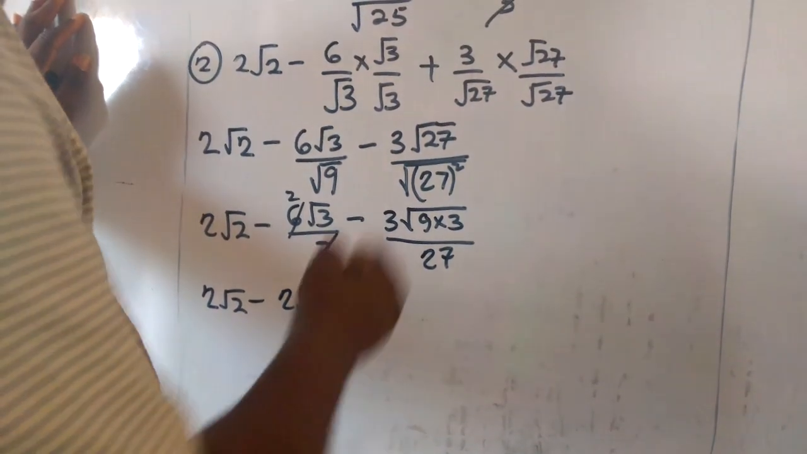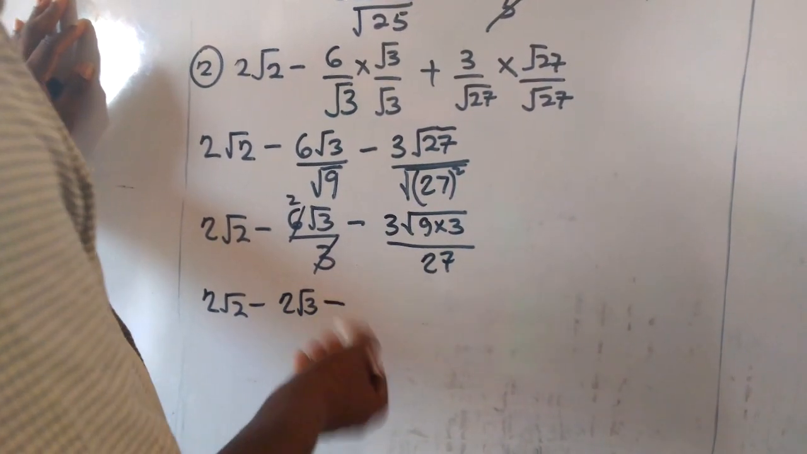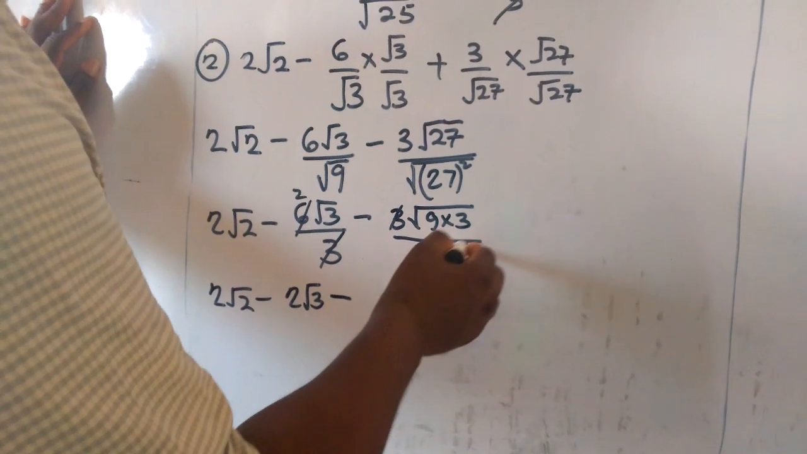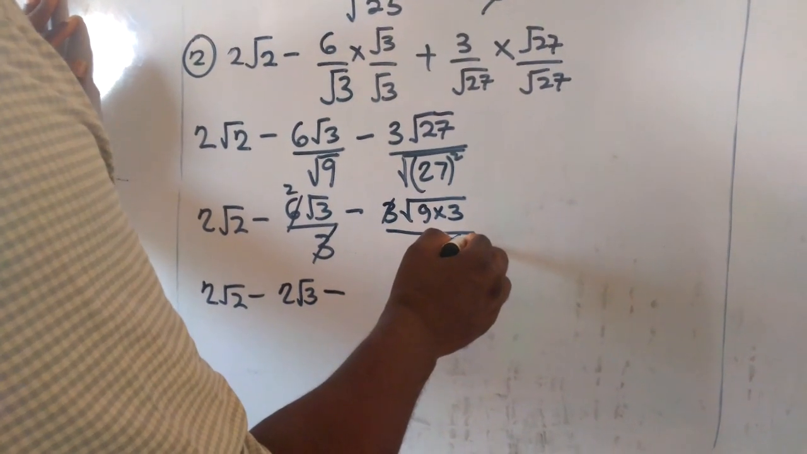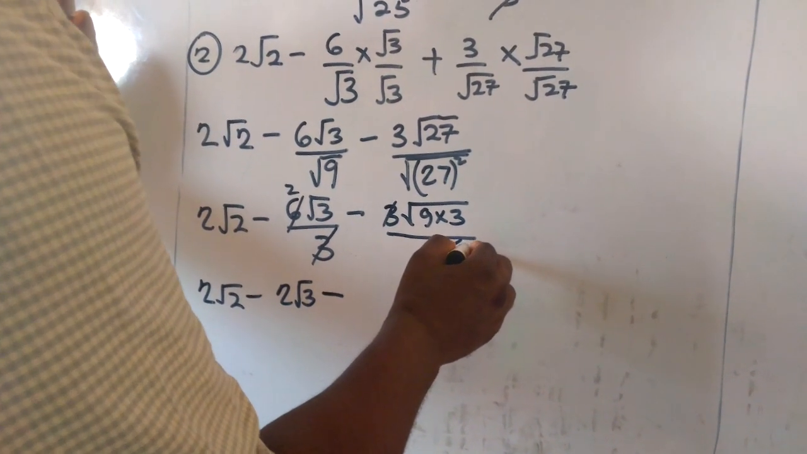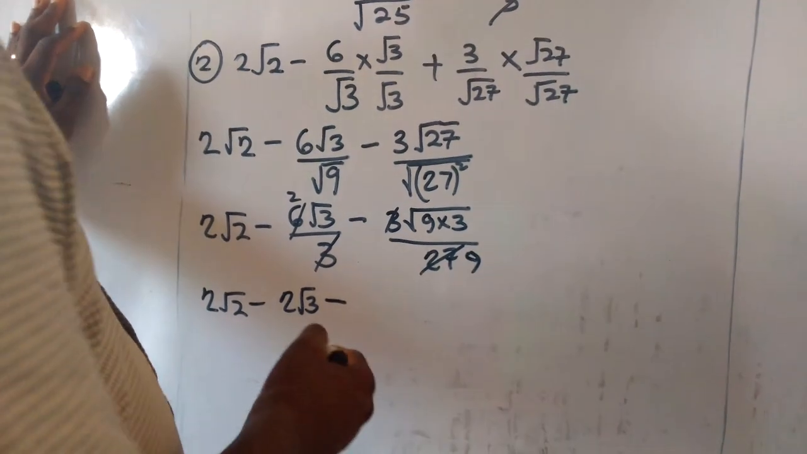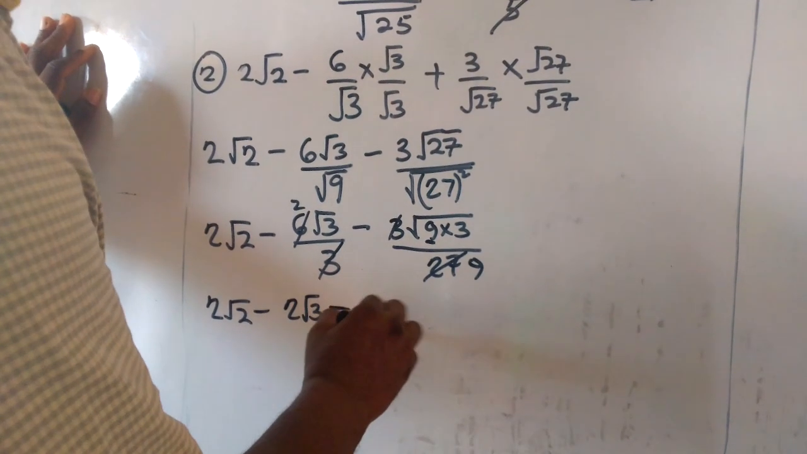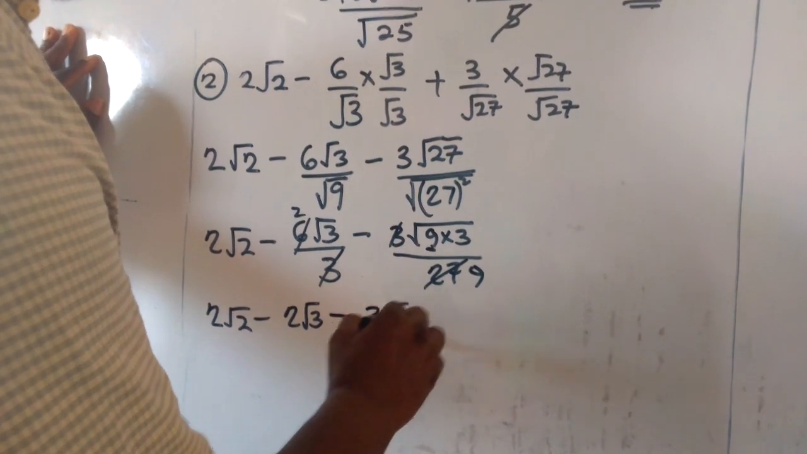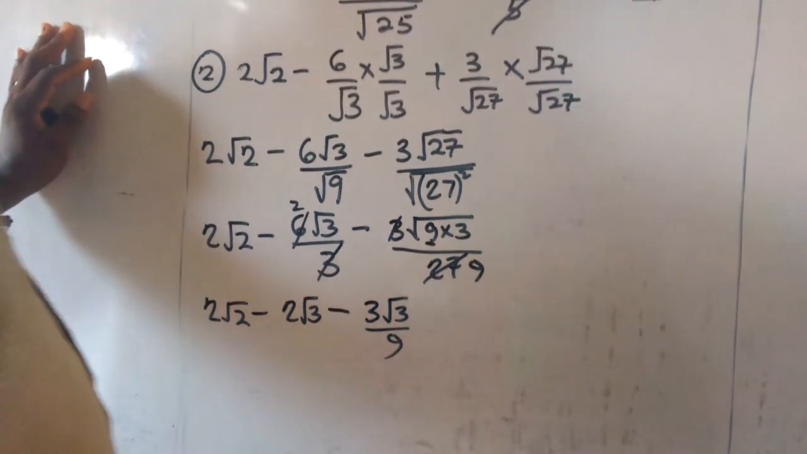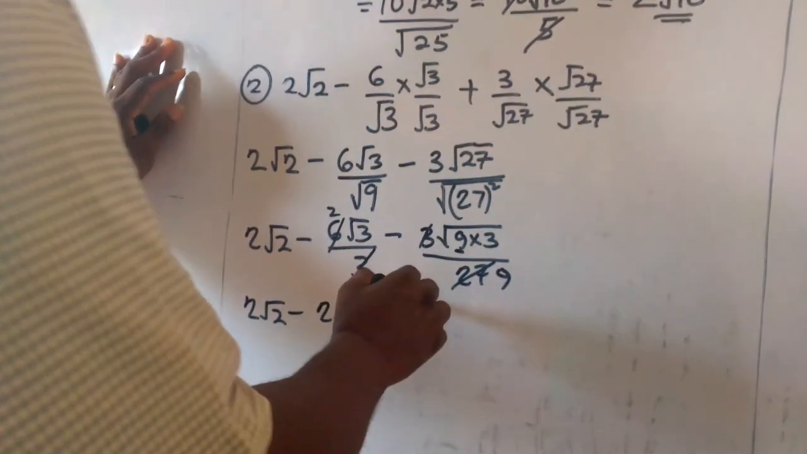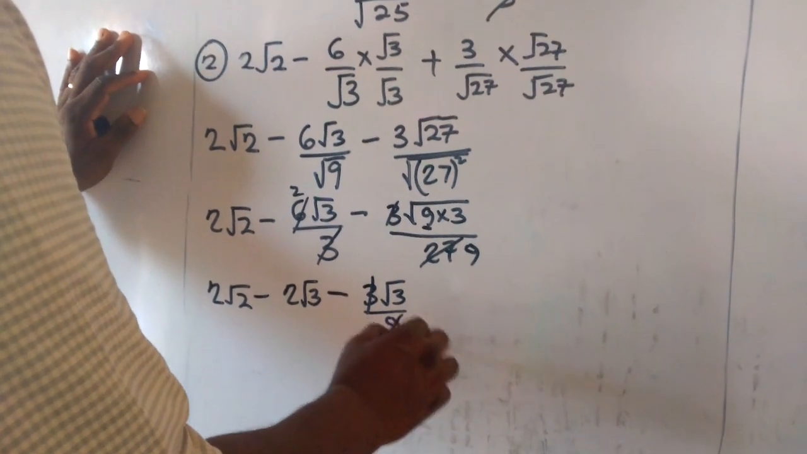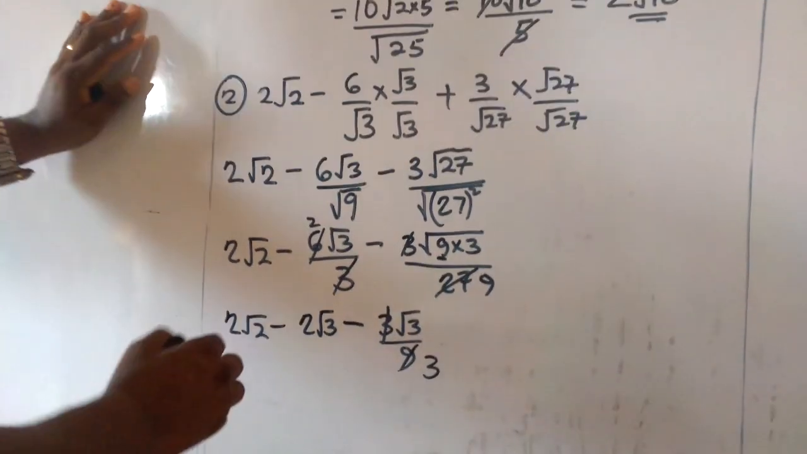Are you there? So minus 3 can cancel here. This will cancel it. This gives me 9. So what's the square root of 9 here? 3 root 3 all over 9. Right? This will further divide this. This gives me 3.